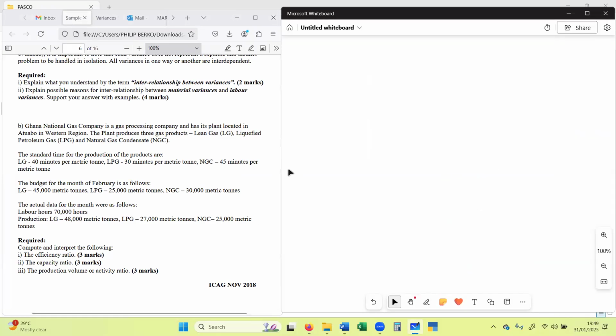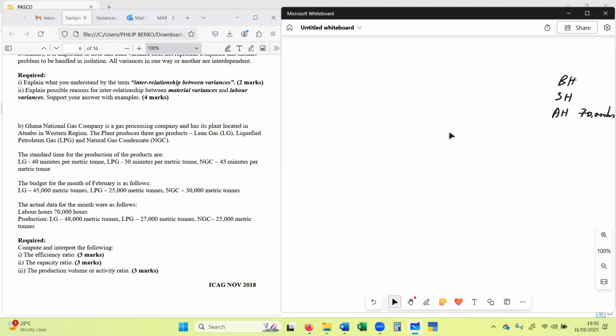So looking at this question, we need to have budgeted hours, right? Then we need standard hours. And then we also need what? Actual hours. You get it? Actual hours have been given as what? 70,000. Have you seen that? Labor actual data for the month, labor hours, 70,000.